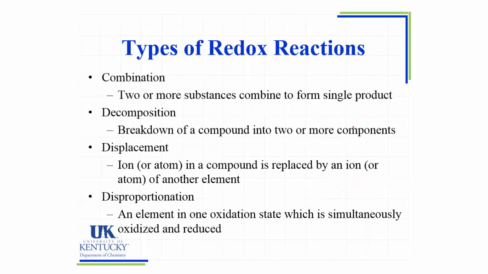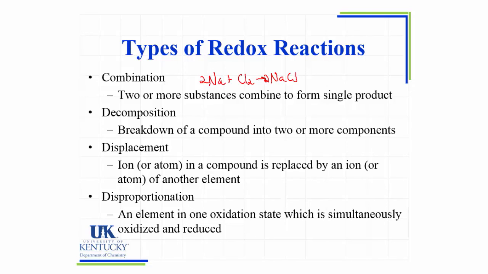So when we look at redox reactions, there are actually some subtypes that are all redox reactions. And it doesn't mean that every time we see these reactions they're always redox, but just to cover a few of them so you're familiar with them. One is a combination, where 2 or more substances combine to form a single product. So if we have something such as Na plus Cl2 going to NaCl, that would be a combination reaction.